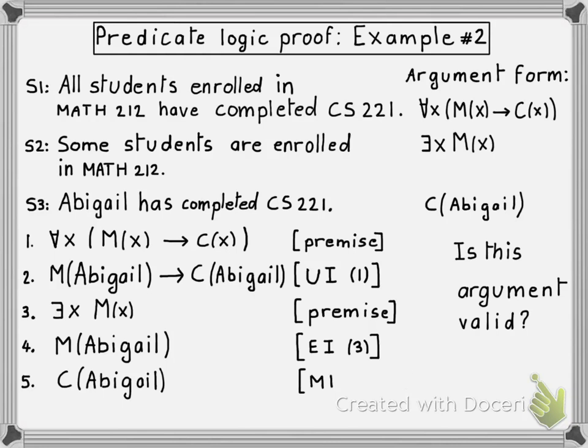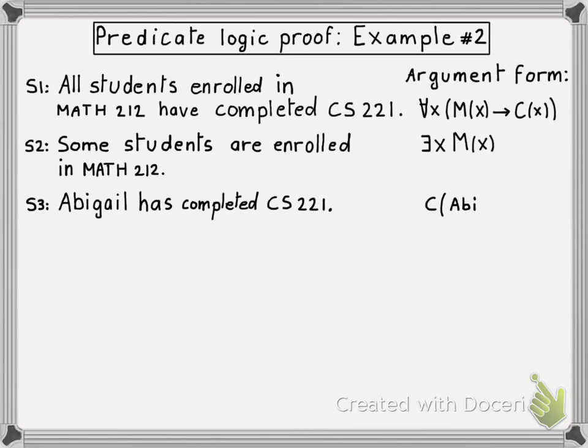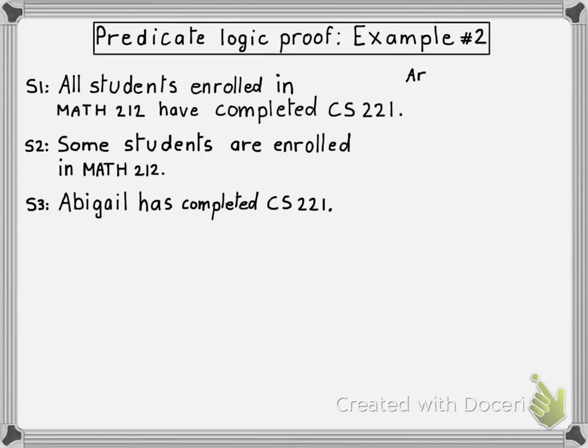In fact, you may even have noticed that there is something wrong in the argument altogether. So let's go back to this argument and consider it again. The strange thing about this argument is that the conclusion is about a specific element in the universe called Abigail, but this student does not appear anywhere else in the argument.